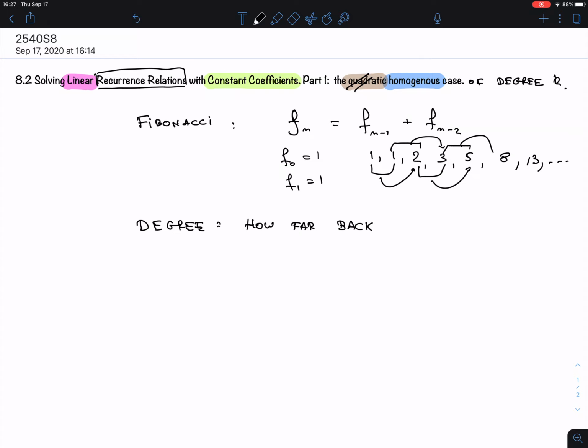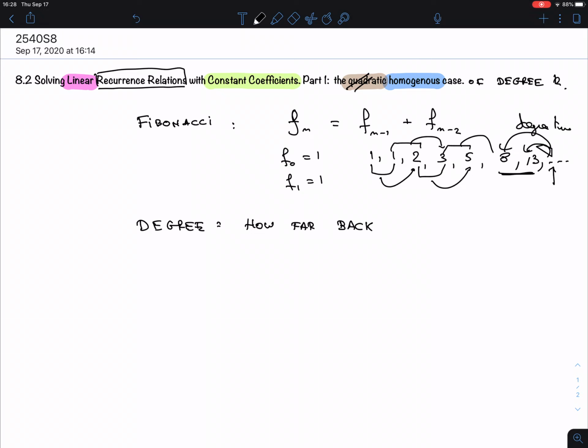So what does it mean? For instance, in the Fibonacci sequence, we only have to go back to the last two, right? If I have to calculate this one here, I only need to know these two. I don't need to know what was before that. So that's why it's degree 2. I have to go 1 back, 2 back. So this is degree 2.